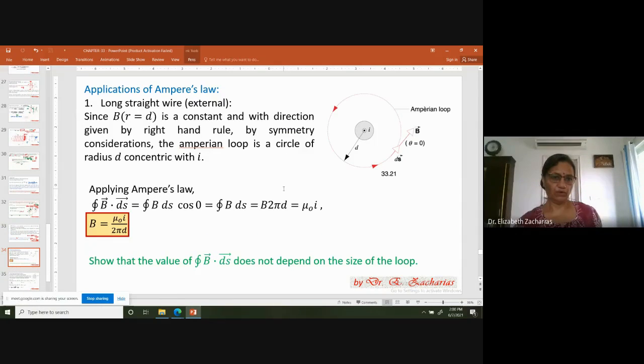Okay, I told you why I just skipped those 3 steps. I want to spend more time here. Let's look at the applications of Ampere's law.